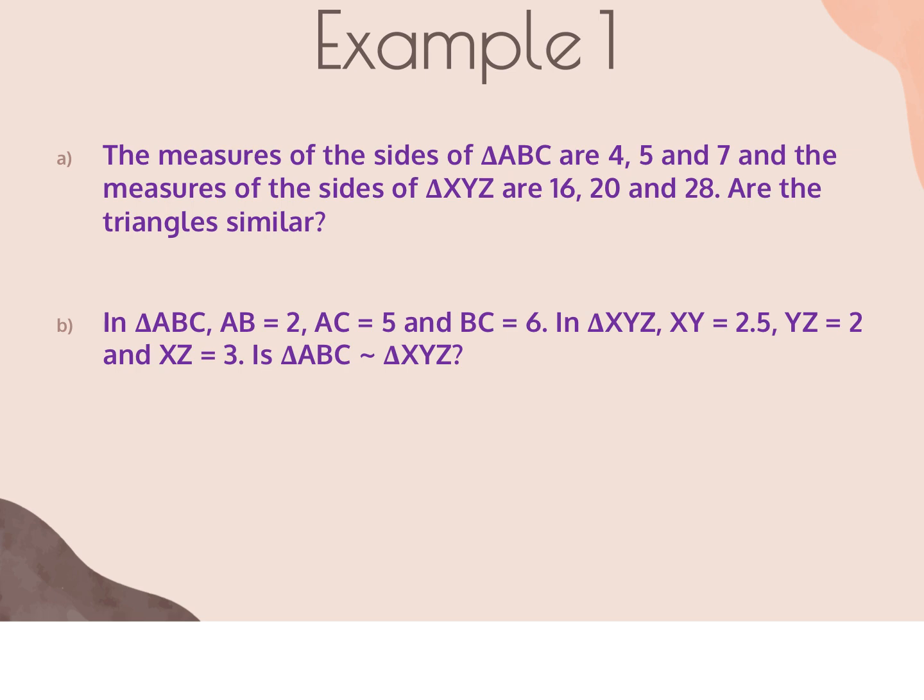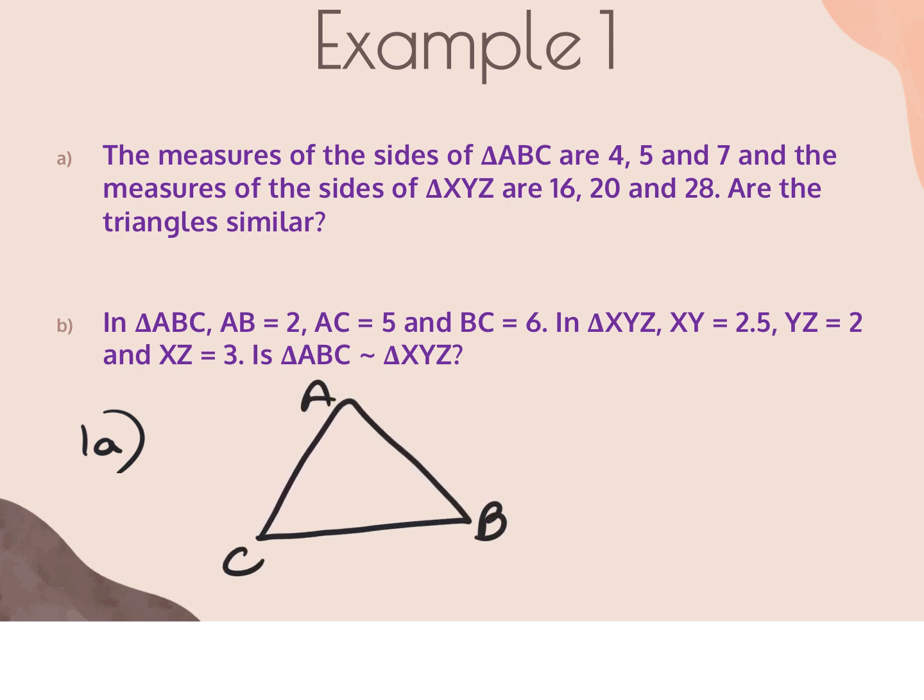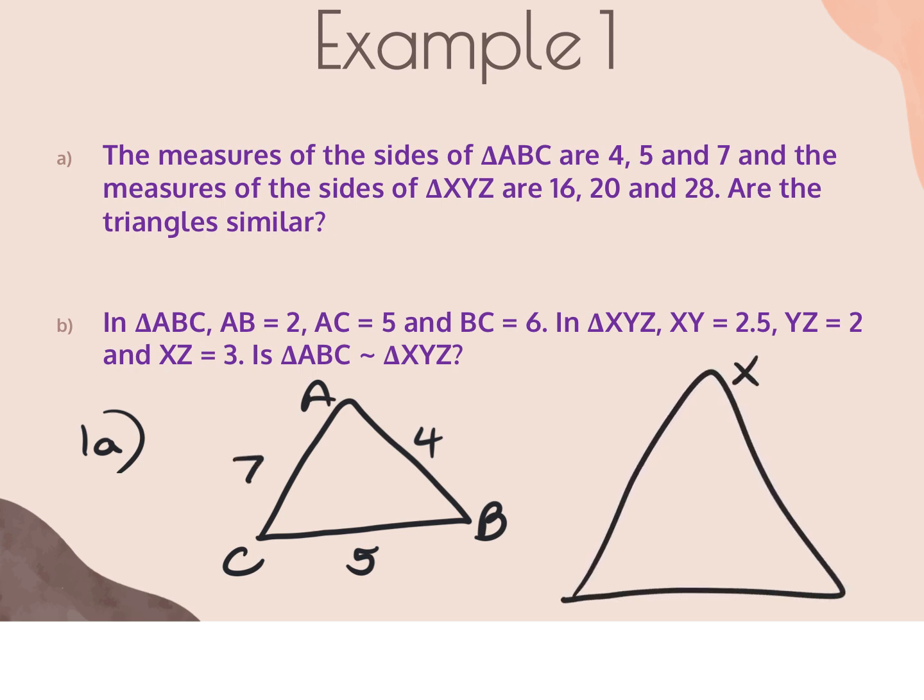So let me go ahead and draw the picture for 1A. And ABC is the smaller triangle. It's got smaller sides. So A, B, C, and I'm going to put 4 on side AB, and then I'm going to put 5 here and 7 here. And then next I'm going to draw the XYZ.